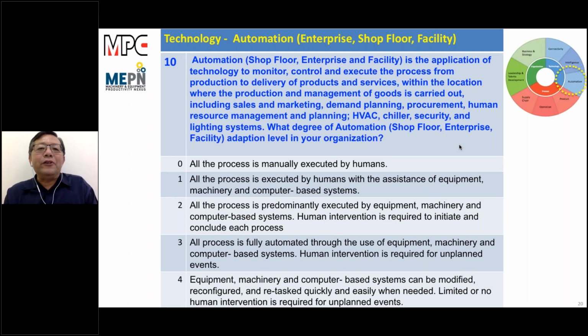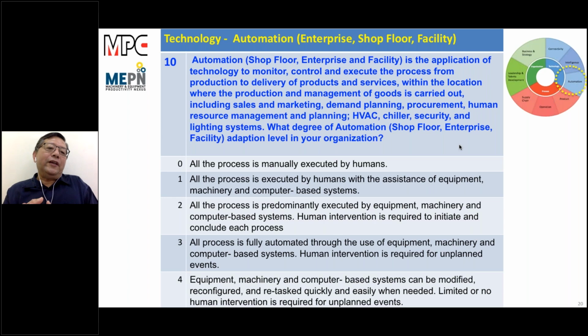So on technology area, we look at the automations. Automations is looking at the shop floor, enterprise, or facilities. Bear in mind, shop floor is a manufacturing area. Enterprise is a whole organization. Facility is normally that operation where you have a facility or supply. So it depends on the area where your automation happens. The question is asking, does it cut across all areas, or does your automation only happen in certain areas?